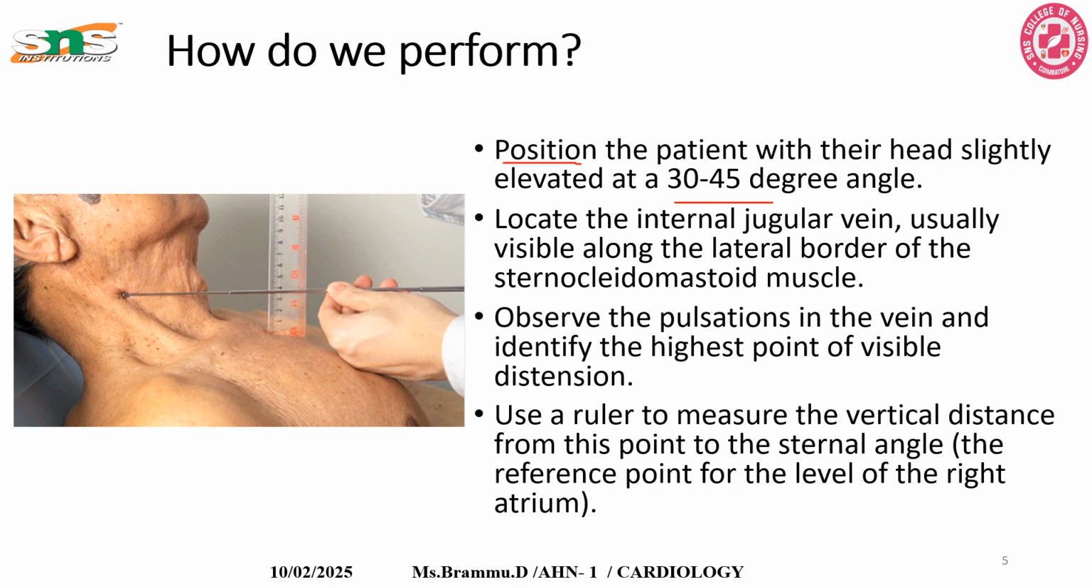Then, as an examiner, we need to locate the internal jugular vein, which is easily found from the lateral border of the sternocleidomastoid muscle. You are going to have a triangle here, and between this triangle you have the internal jugular vein. Then observe the pulsation of the vein and identify the highest point of visible distension. Use a ruler to measure the vertical distance from this point to the sternal angle. This we call the reference point of the level of the right atrium.